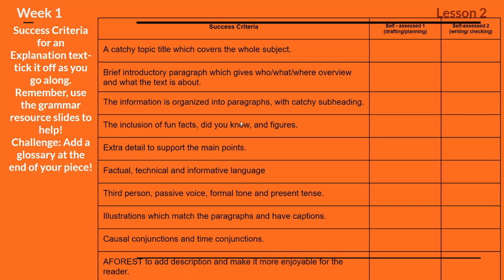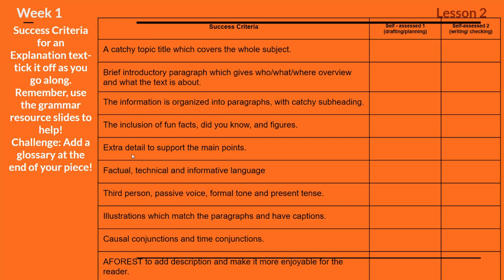Now here are the elements of your success criteria. We would like you to print these off if you can, or at least write them down. So as you're planning your text today and tomorrow, you've got them in front of you so you can tick them off as you go along. So this is your success criteria for an explanation text. Remember to use the grammar resource slides to help. There is a challenge: can you add a glossary at the end of your piece of writing, as well as your key features throughout and your diagrams and pictures?